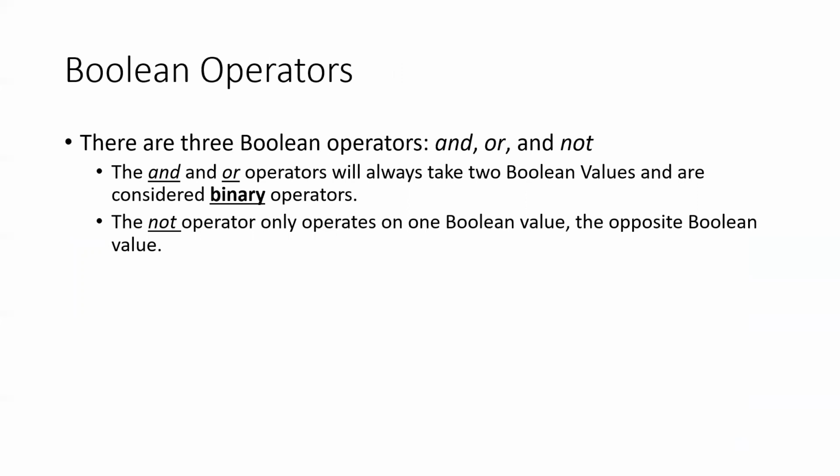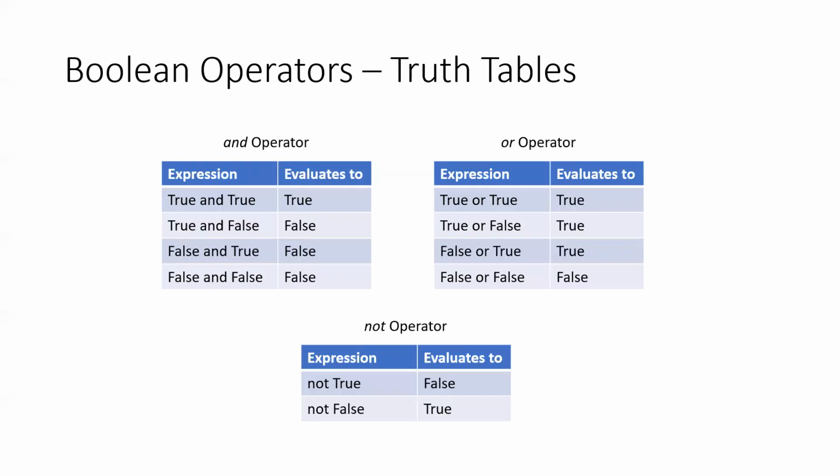Boolean operators, these are and, or, not. It's been a while since we've used those. Make sure you understand those for the midterm. And and or will always take two Boolean values and are considered binary operators, whereas the not operator takes just one Boolean value, and it's whatever the opposite of the one that you say. So if it's not true, then it's false. These are your truth tables. You should understand those.